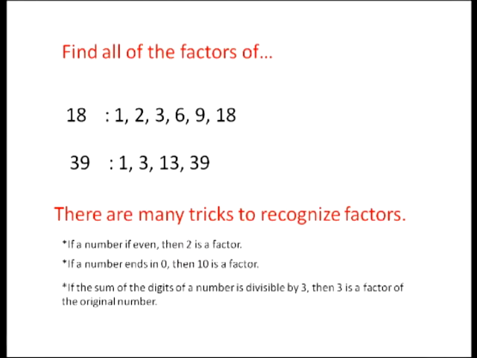If you add up the digits of the number, and that's divisible by 3, then 3 is a factor. And if you look up here at 39, 3 plus 9 is 12, and 12 is divisible by 3. In other words, you can divide 12 by 3 and get a whole number. So that means that 3 is a factor of 39. That's a weird little trick that actually works. And there's a few others like that, but I would say that I use these the most often.